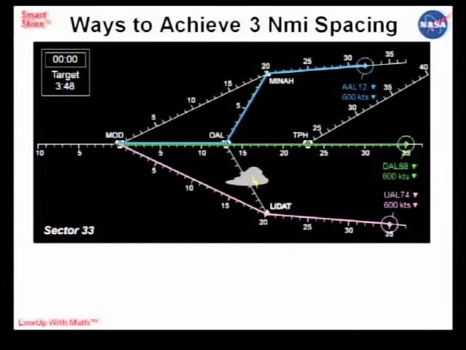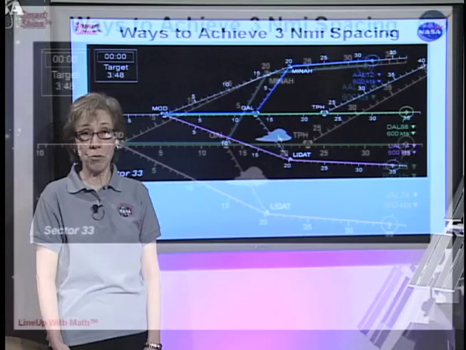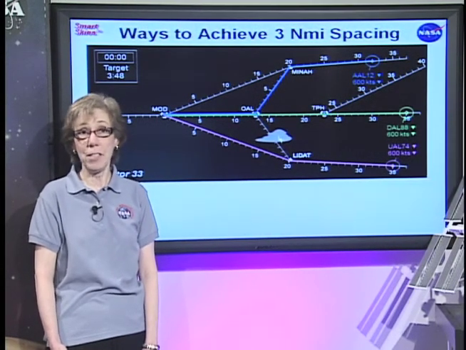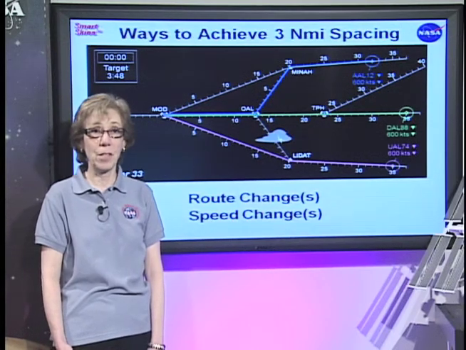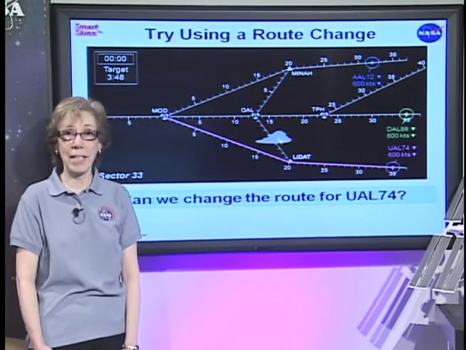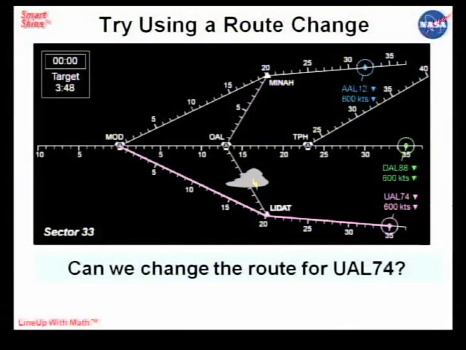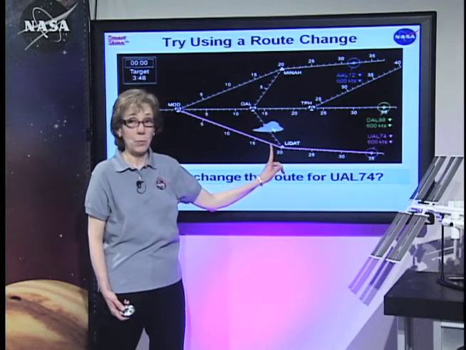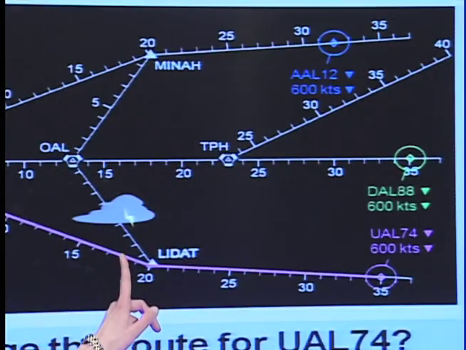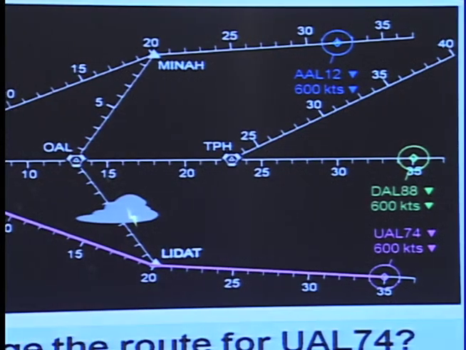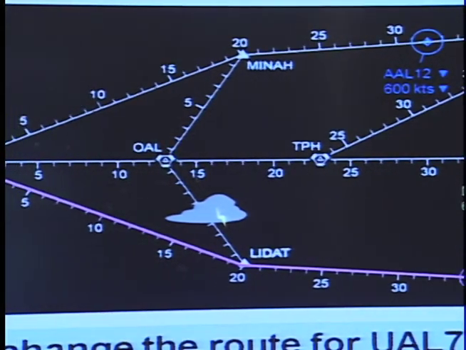Well, what are some ways that we could use to achieve the 3 nautical mile spacing that we want, our ideal spacing at Modesto? One is we could try a route change. Another might be to try a speed change. So let's see plane by plane for which planes we can change the routes. Let's start with United. Can we change United's route? The only possibility would be to send it through this thunderstorm. And we learned in the video that we cannot send a plane through a thunderstorm. This route is blocked, so no, we can't change the route for United.